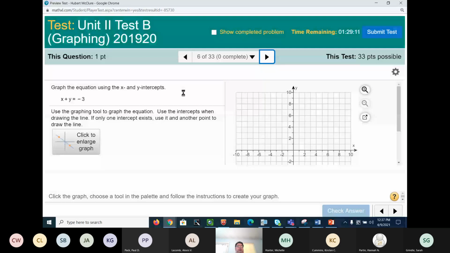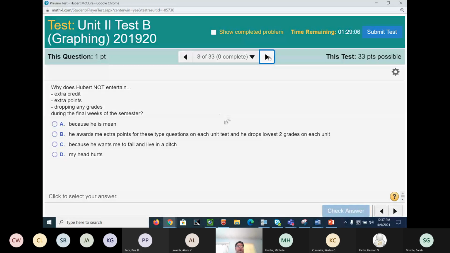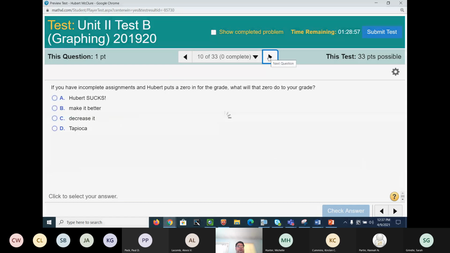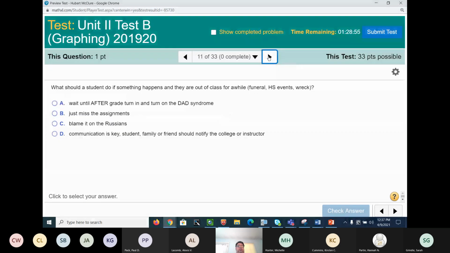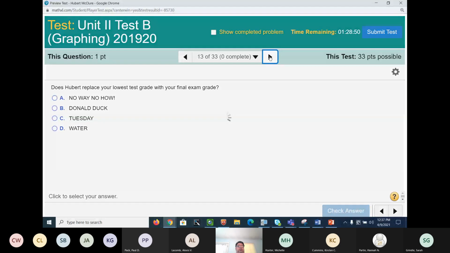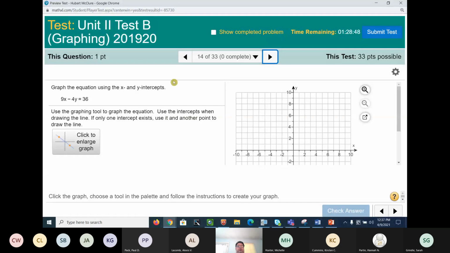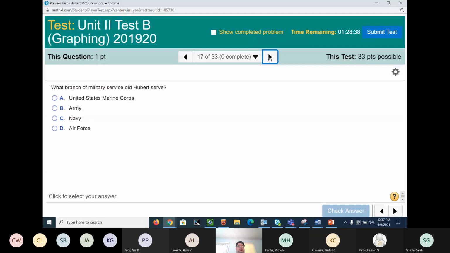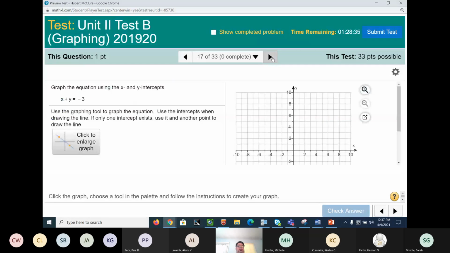Method 2, bonus. Graph the equation using method 3. Bonus. Method 2. Method 3. Bonus. Method 2.